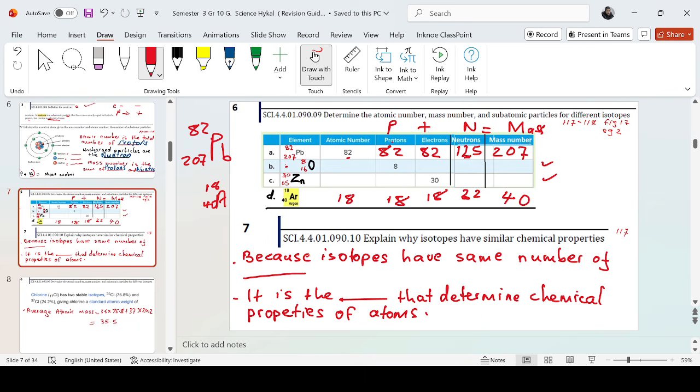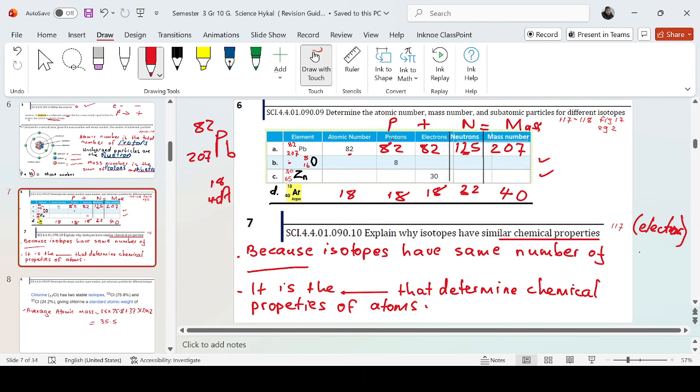And tell me in class, explain why isotopes have similar chemical properties. Chemical properties of an element are determined by electrons, not protons, not neutrons. It is the electrons which give chemical properties. So isotopes have different neutrons, but the electrons are the same. Hence, they have the same chemical properties. So isotopes have the same chemical properties because they have the same number of electrons.